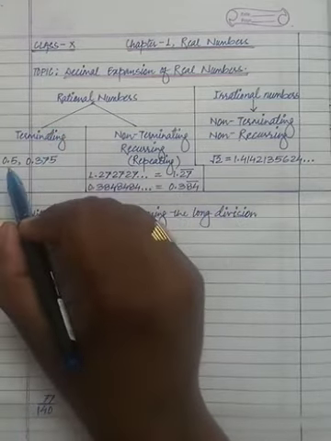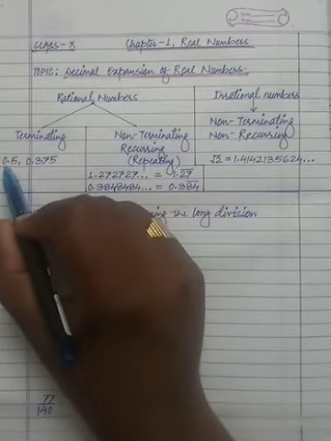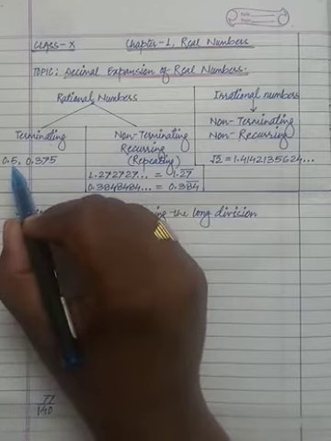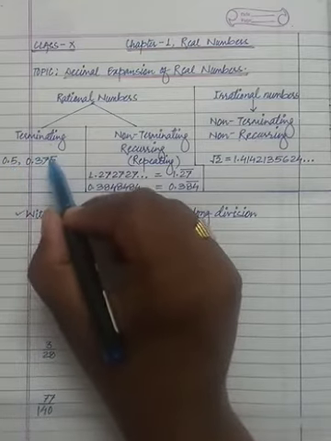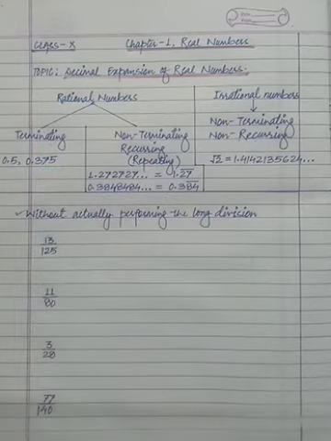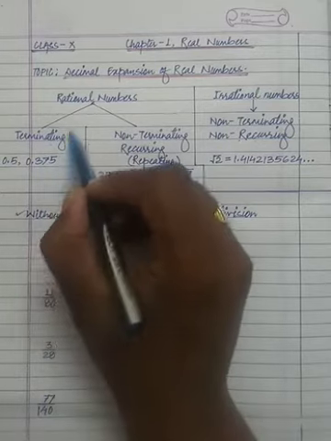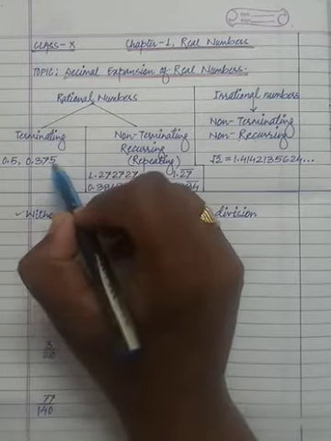First is terminating. You can see in these examples that I have written 0.5 and 0.375. In the first case, we have exactly one digit after the decimal point, and here we have exactly three digits. Means after the decimal point, if we have a countable number of digits, then we can say that it has a terminating decimal expansion.